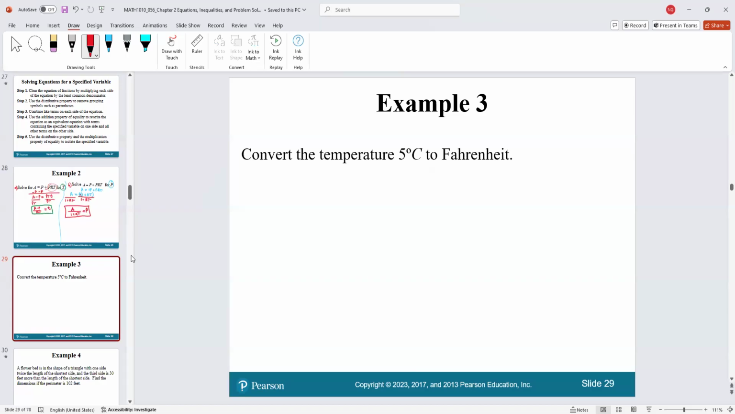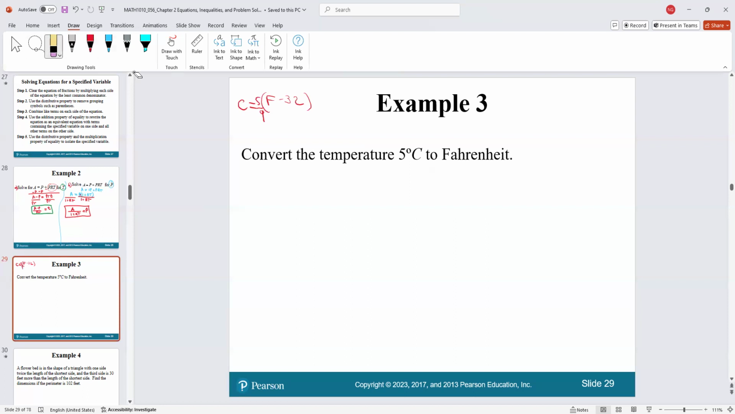Let's say, what's the formula? I know if I'm looking for Celsius, I need to do F minus 32, if I'm not mistaken. I mean, I do 5 over 9 times that, right?